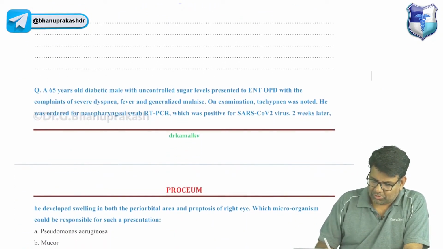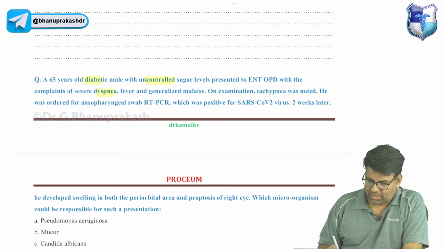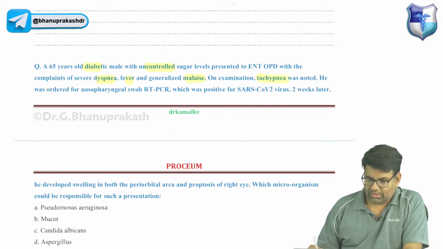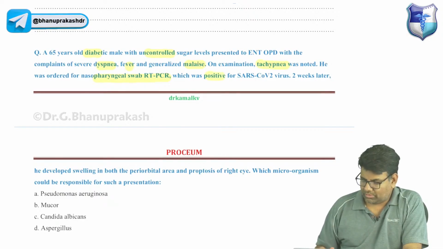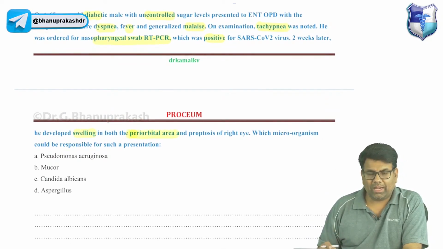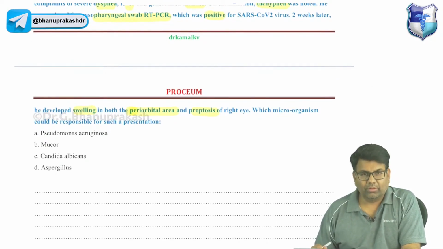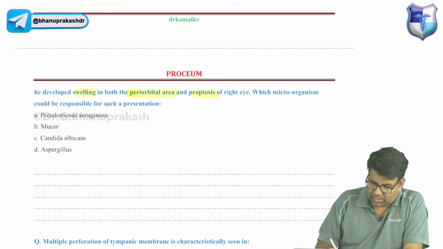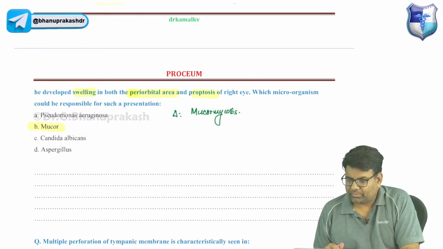So this is a classical presentation for Glomus tumor. Very good. Now next question. An elderly diabetic male with uncontrolled sugar presented with dyspnea, fever, generalized malaise, and an increased respiratory rate. Nasopharyngeal swab for RT-PCR was positive for SARS-CoV-2, and later on he developed swelling in the periorbital area bilaterally with proptosis of the right eye. Which microorganism can be the reason? Yes, the description is for which condition? Clinical presentation is for mucormycosis. Of course, the responsible agent is Mucor. Thank you, everyone is right.